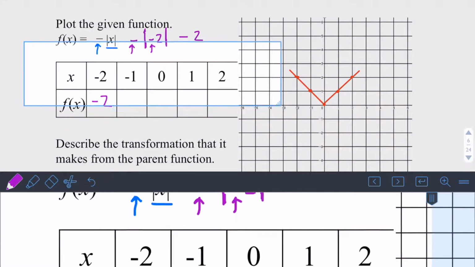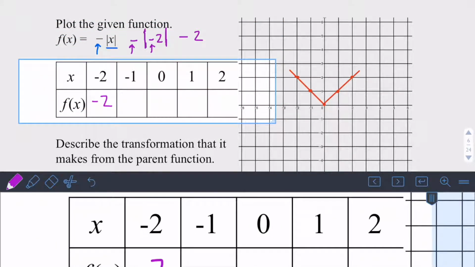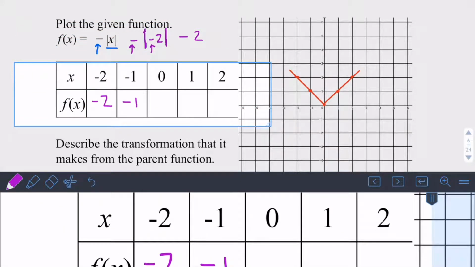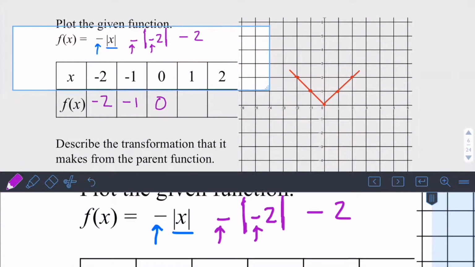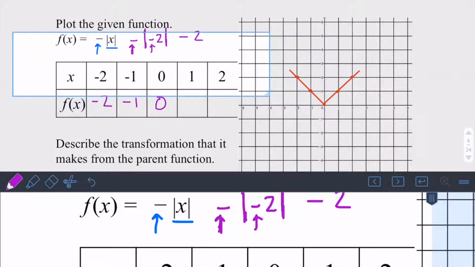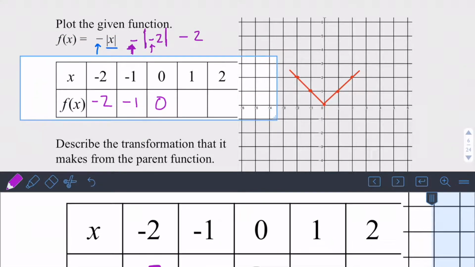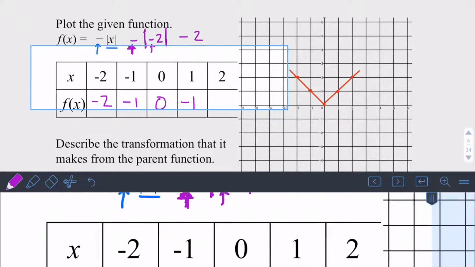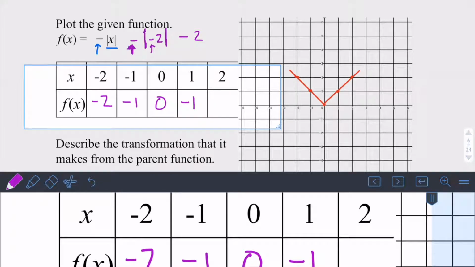And the same with negative 1. If I plug negative 1 in, I'm going to get negative 1 out. And obviously if you plug in 0, negative 0 is just 0. But now if I plug in 1, the absolute value of 1 is 1. I still have this negative right here out in front. So when I plug in 1, I'll get negative 1. And when I plug in 2, I'll get negative 2.